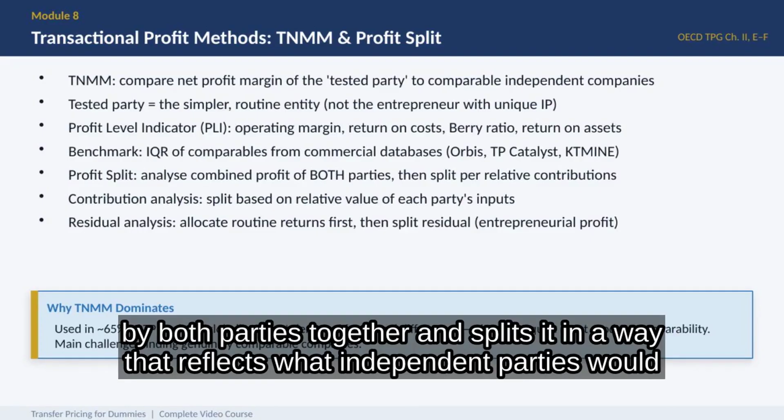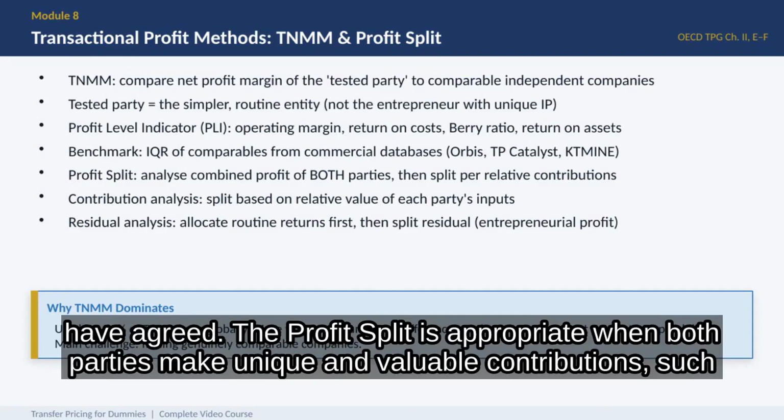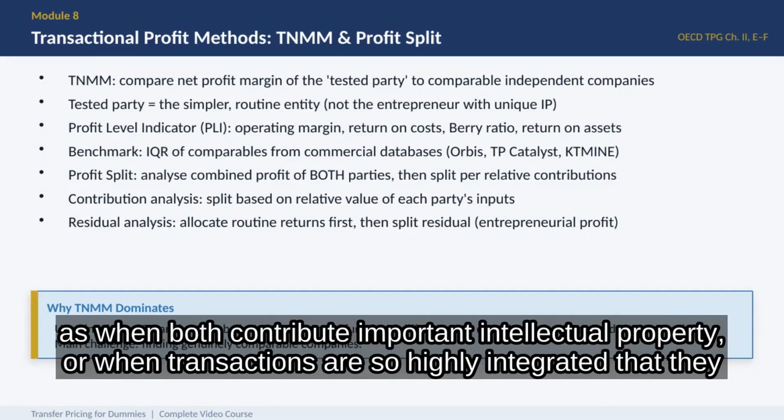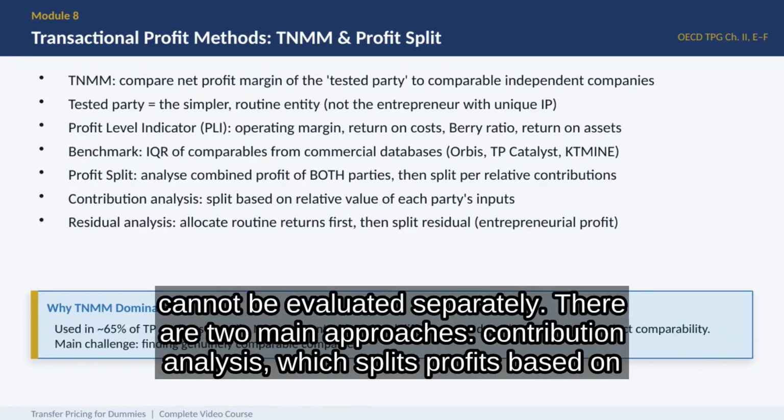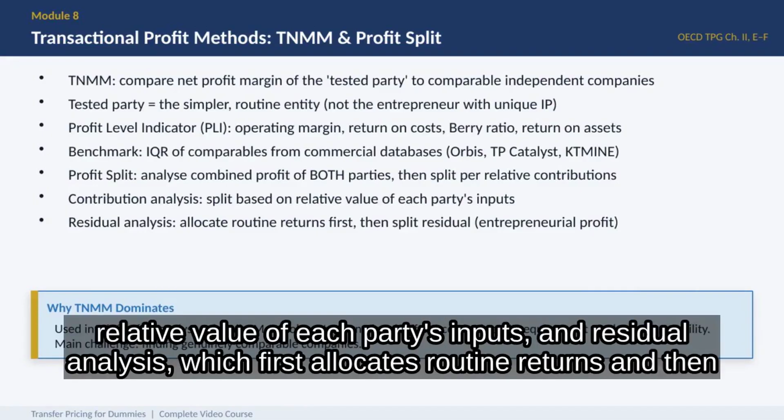The profit split is appropriate when both parties make unique and valuable contributions, such as when both contribute important intellectual property, or when transactions are so highly integrated that they cannot be evaluated separately. There are two main approaches: contribution analysis, which splits profits based on relative value of each party's inputs, and residual analysis, which first allocates routine returns and then splits the remaining residual profit.